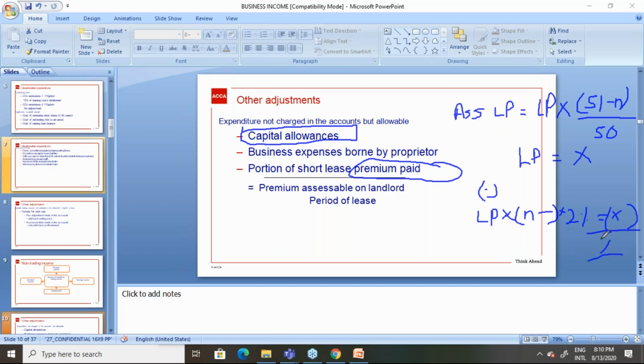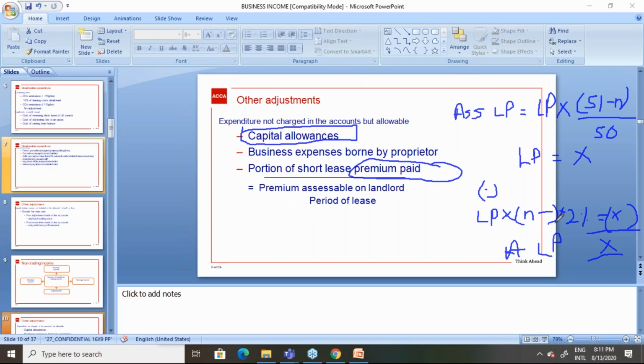Then also you get the assessable lease premium. Whatever the method you use, you will get the same answer. Here n means the time period of the lease, and this calculation we are only using for short-term leases where the lifespan of the lease is 50 years or less. Okay, right.